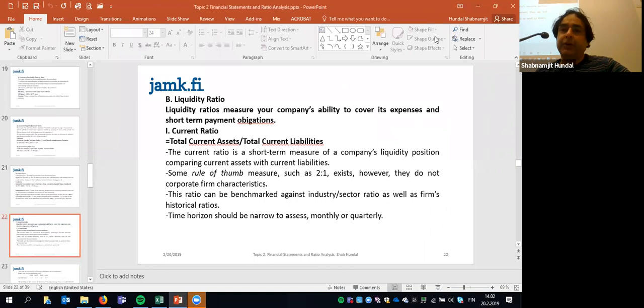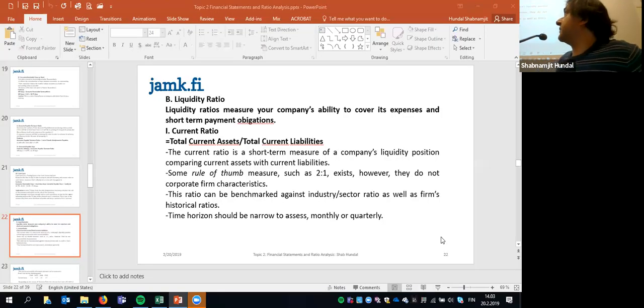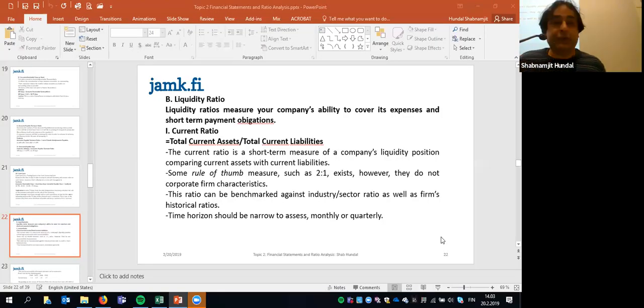But before I go full-fledged into liquidity ratios, the next set of ratios is called liquidity ratios, and the first ratio is called the current ratio. The current ratio is current assets divided by current liabilities. And I don't believe in it, but the rule of thumb is 2:1. At any point of time, the ratio should be 2:1. But as I said, it's only a legend. It's only a bottom line. I don't care much about it.